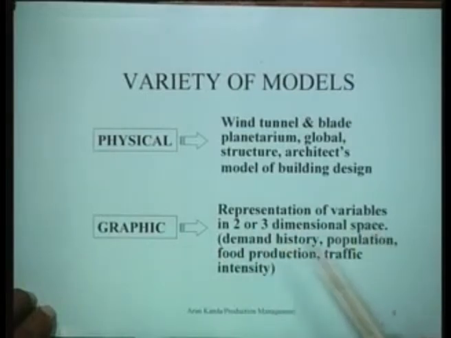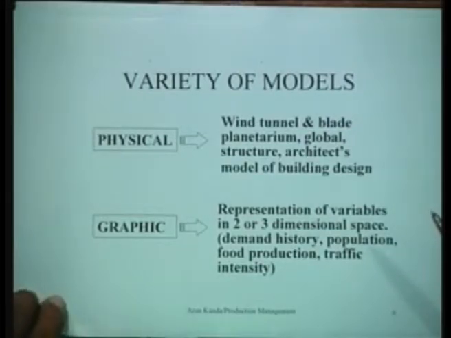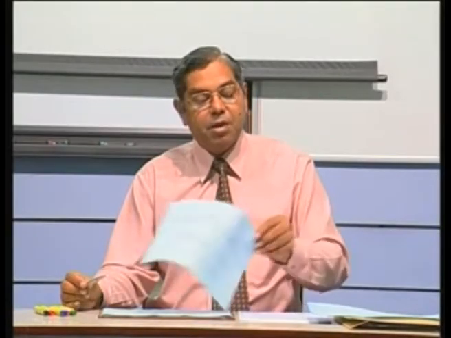Models could be graphic, such as the representation of variables in 2 or 3 dimensional space, such as the history of demand plotted versus time, population, food production, traffic intensity. So, all such important graphs are graphic models which give you some idea of how the variable of interest is actually participating.